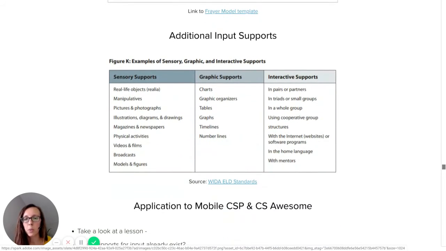Here are some other supports for input that I think are really helpful. Things like manipulatives, pictures and photographs, things like videos and films, and then thinking about graphic organizers. Maybe there are some graphs or timelines. Maybe you're working in some really specific collaborative pairs. Maybe you're using a home language like what we just talked about, or there are some mentors.